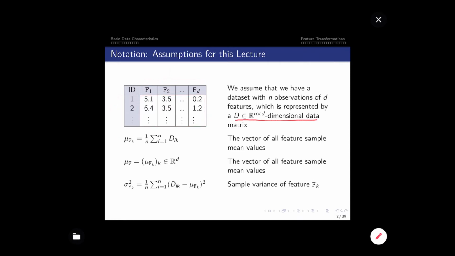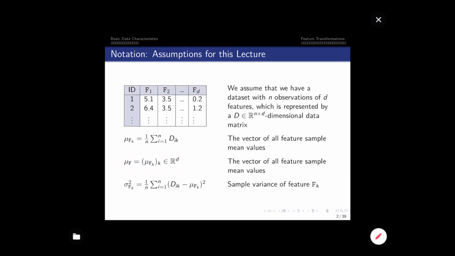And then we denote with mu fk the sample mean value of feature fk. This is computed by summing up all the values for the feature. So for example, the sample mean for f2 would be computed by summing up all these values and then dividing them by n. And then we can compute the vector of all mean values. So this is the vector mu f, which gathers all the sample means for every feature.